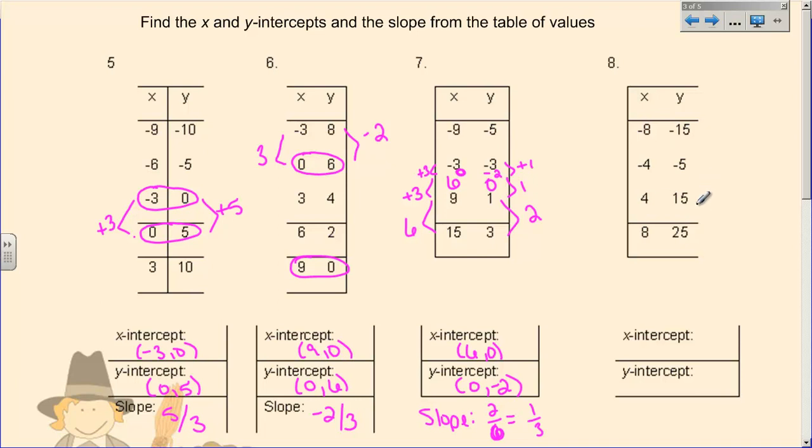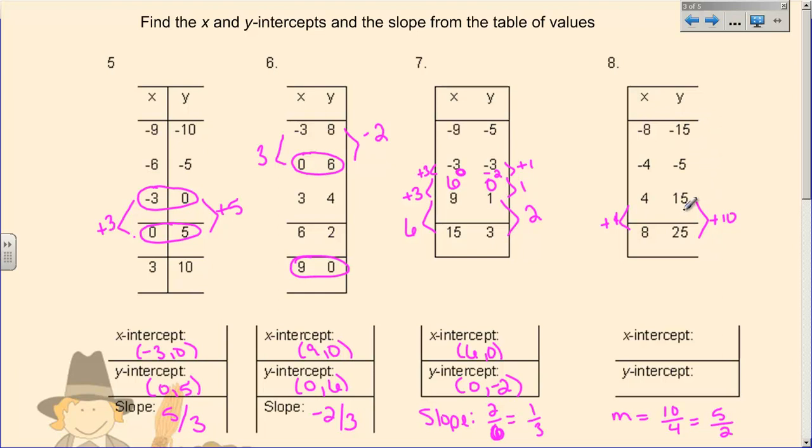I'm going to use my positives. From here to here is a change of 10. From here to here is a change of 4. So my slope is 10 over 4, which simplifies down to 5 over 2. So every time these increase by 5, these increase by 2. So I know I need to have an increase of 5.